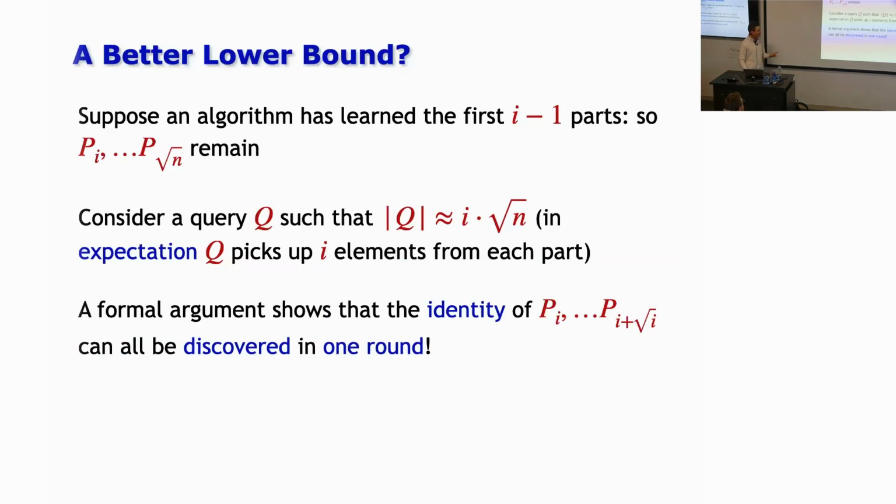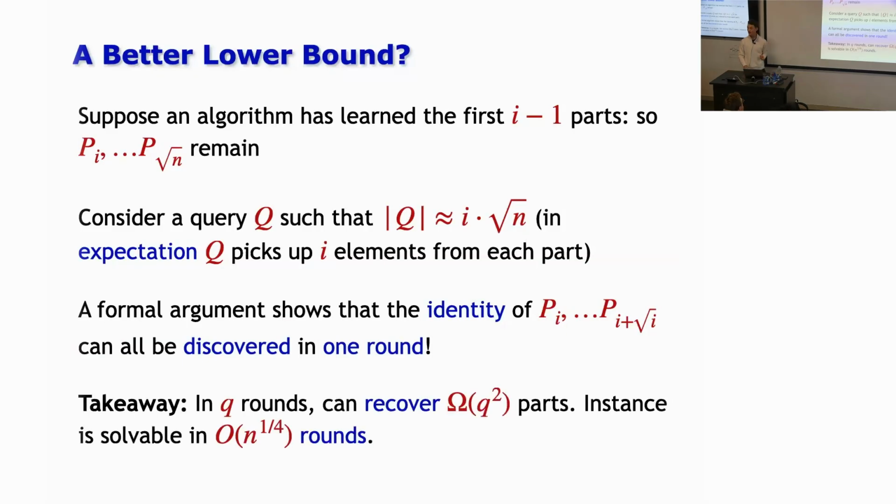And so not only is this not a square root n lower bound that you're getting from this instance, but it's actually a much easier instance than the n to the 1/3 round lower bound. What you're learning is that in q rounds, you can actually recover omega q squared many parts. And when I say recover, again, I just mean that you learn which elements are in those parts. And so for this instance that we defined, the square root n parts of size square root n, you can actually solve the entire instance in just n to the 1/4 many rounds.